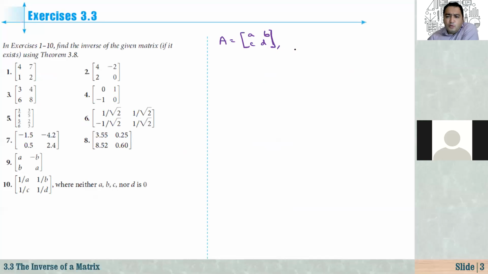Now here, what is the determinant of A? Determinant of A, I usually use these two parallel bars, that means determinant of A. We just define this as A times D minus B times C, right?